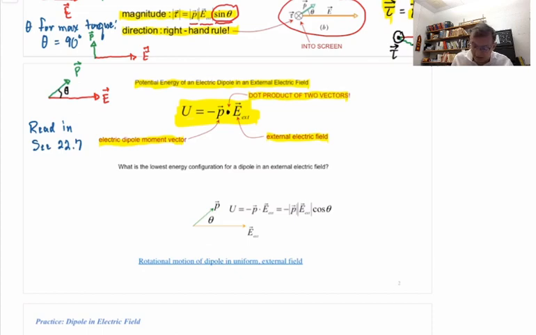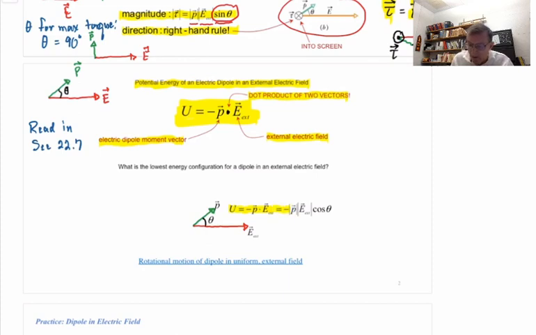So I've drawn the picture down here again with the dipole moment vector P at some angle to the external electric field vector E, and that angle is called theta. So the potential energy of the dipole in this configuration is negative P dot E. Let's remember how we calculate the dot or scalar product of two vectors.